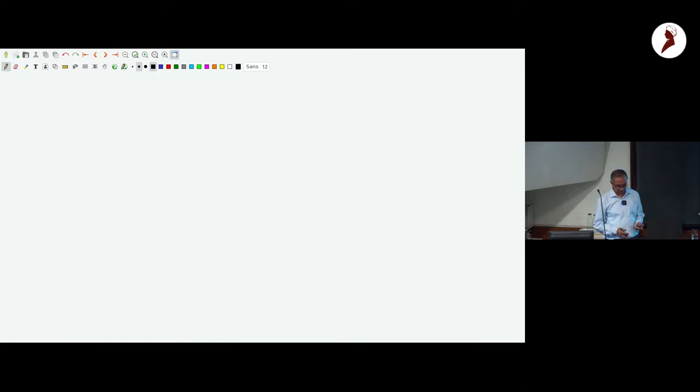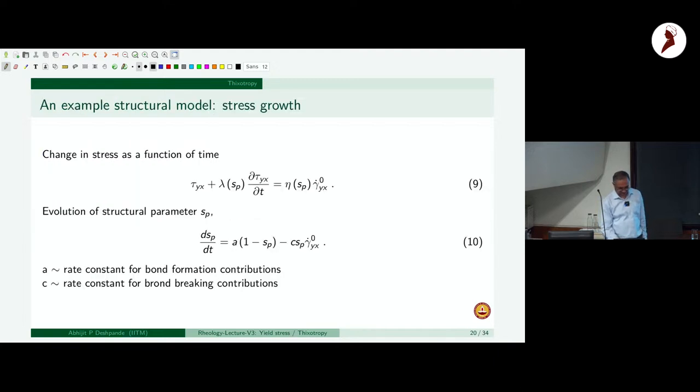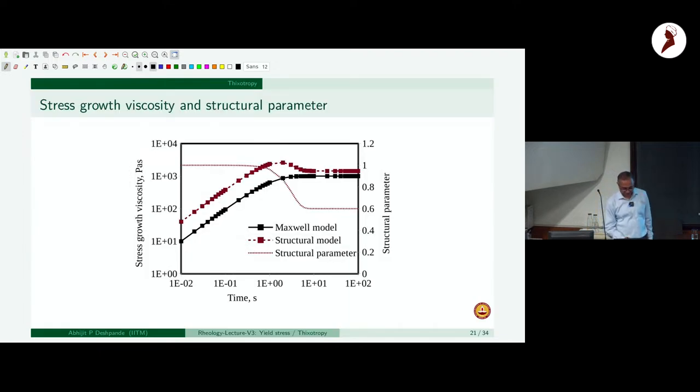Now what you could do is combine this stress growth viscosity with a structural parameter, right? So you're looking at a thixotropic system where, due to the influence of shearing, you have the evolution of structure in the material. And if you put these two toy models together, what you will see is a structure parameter SP going from a high value to a low value at the steady state. And the viscosity will increase and then decrease.